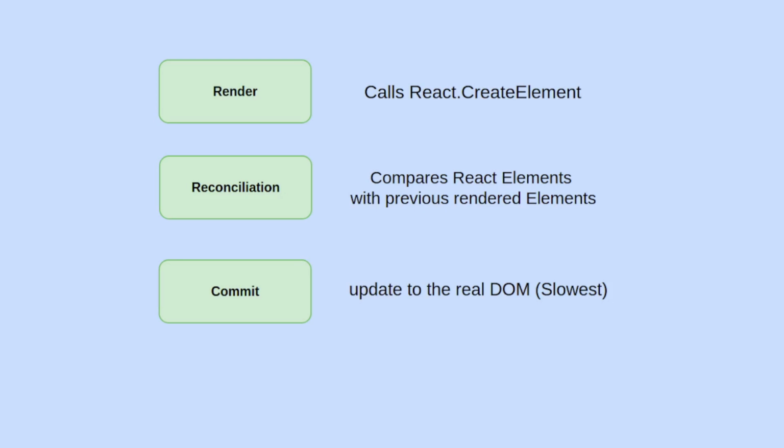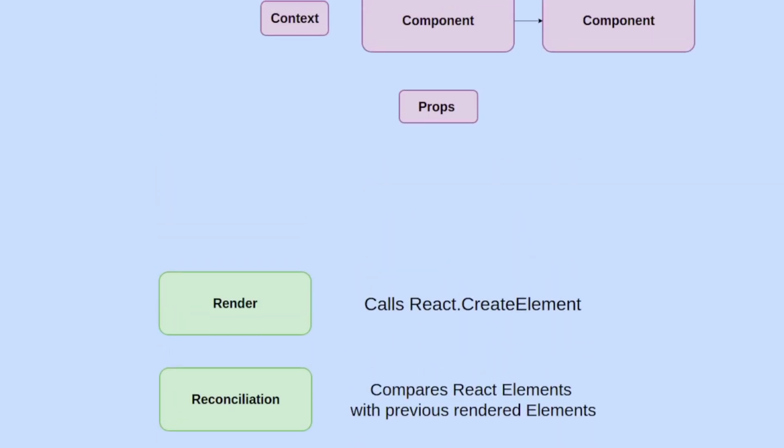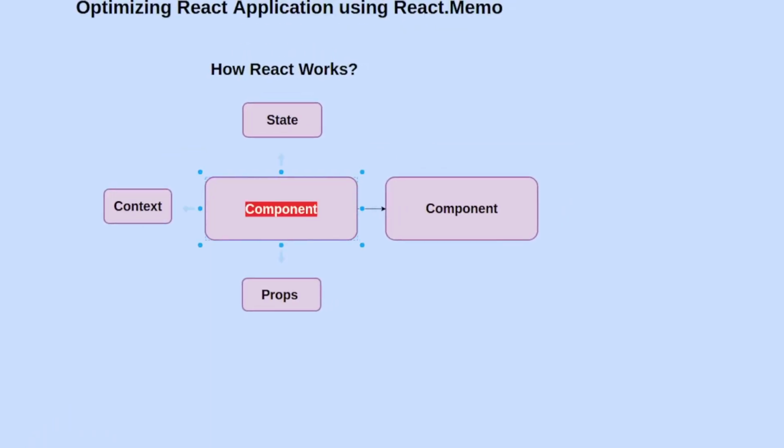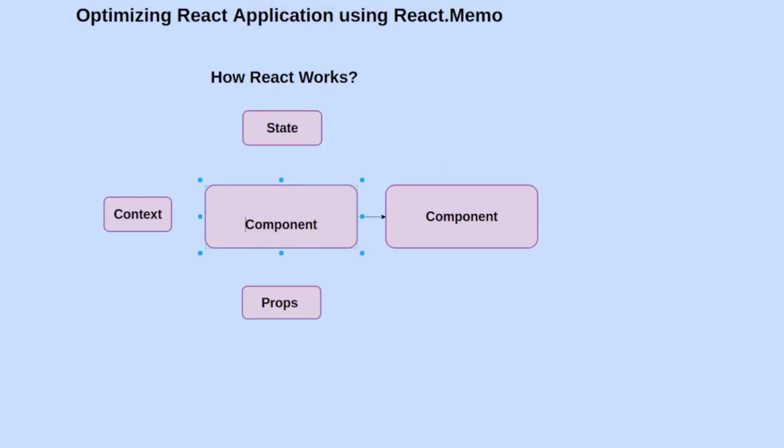So the important point here is that even if my component is re-rendering, it doesn't guarantee that the commit phase is going to be done. So let's say in our same scenario we have a component, a parent component, let's call it a parent component, right? And let's call this a child component.